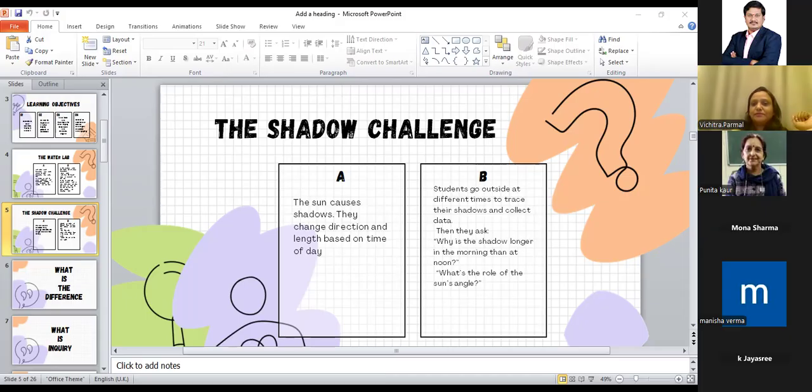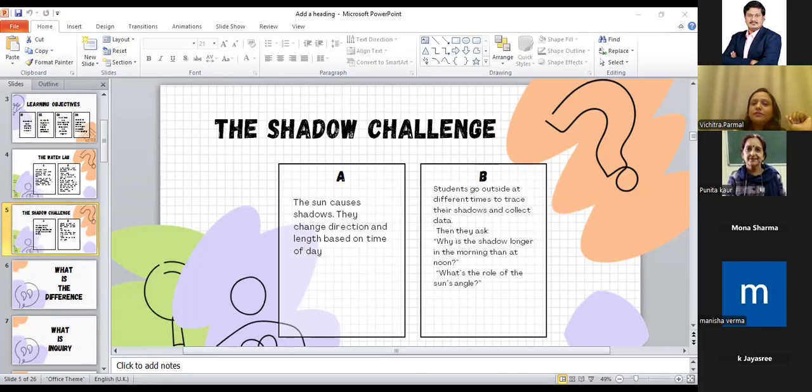Ma'am, B is experiential learning. Right. Yes. Experiential learning. More than that, it's inquiry-based learning. So here the students are actually going out and collecting data hands-on. They are checking how the shadows are changing with the time of day, and the sizes of the shadows, and they're trying to bring in the connection between those two.